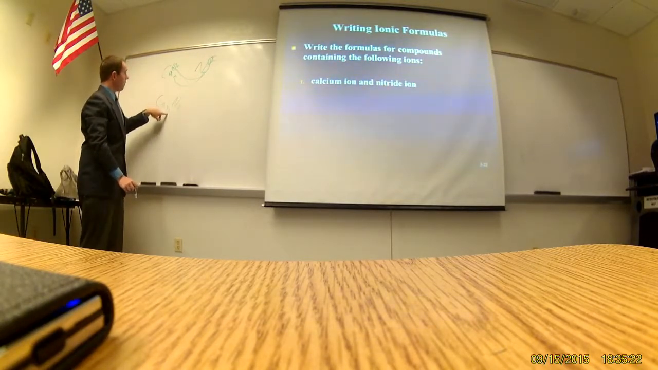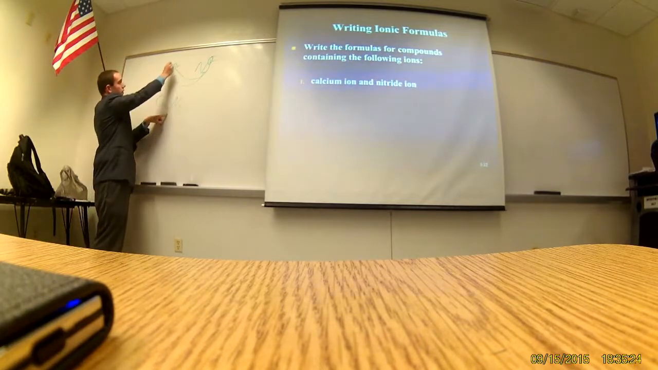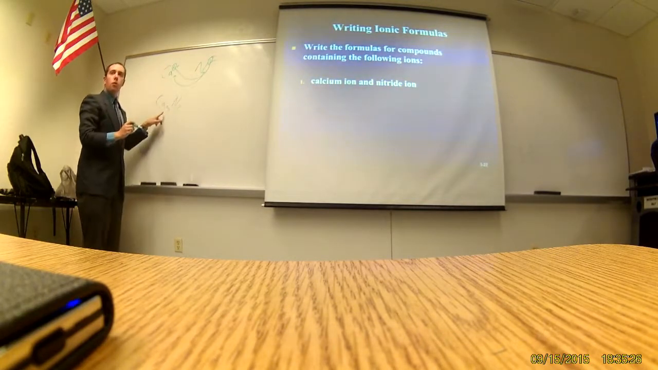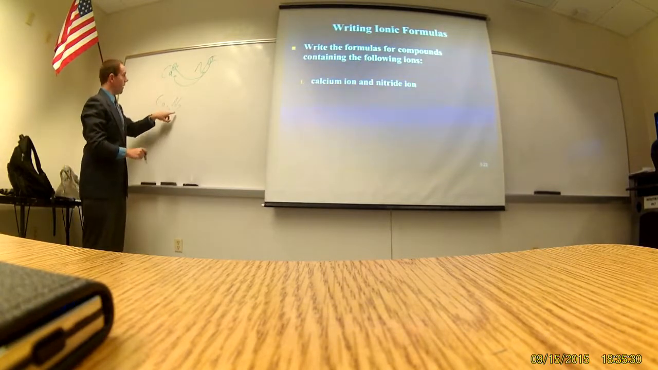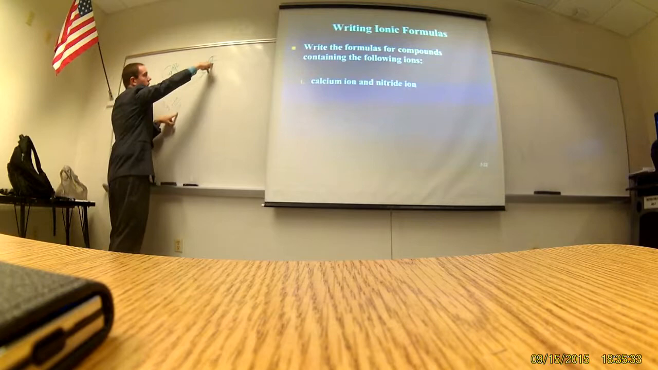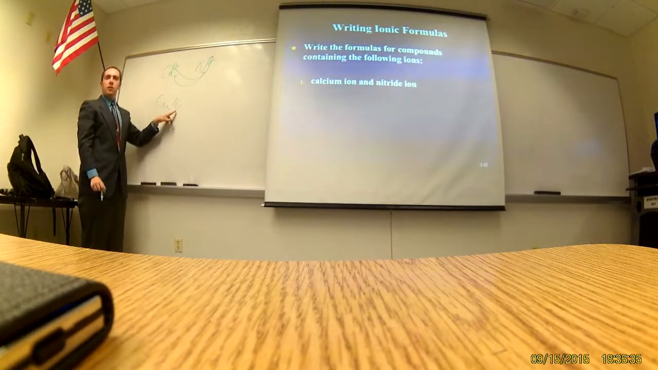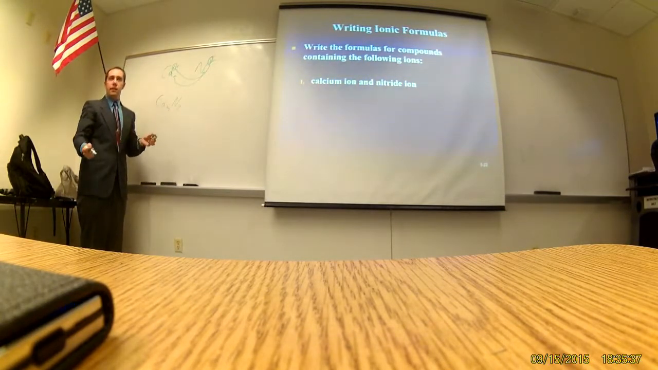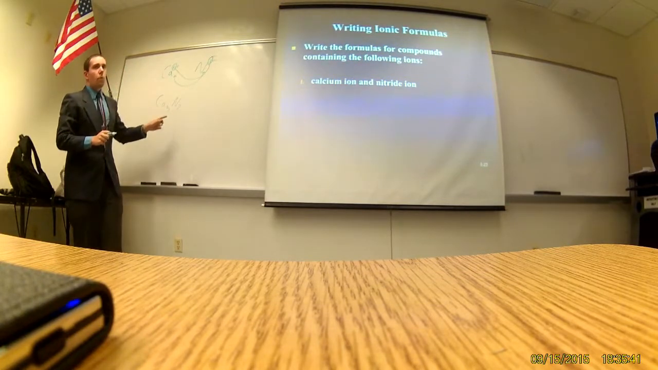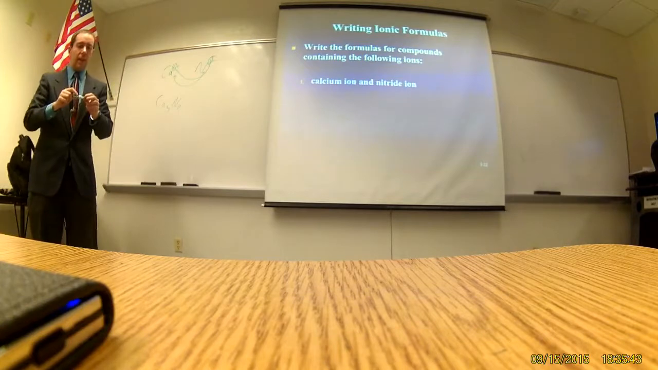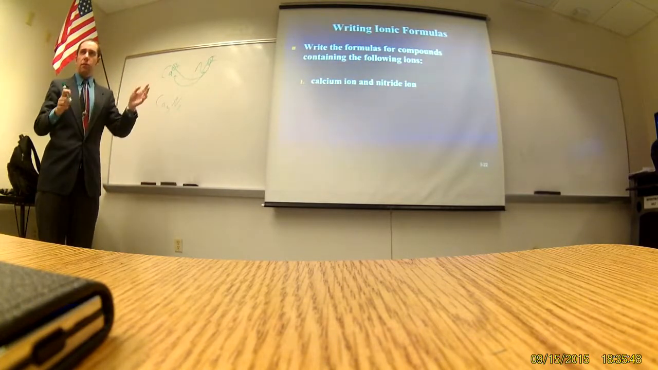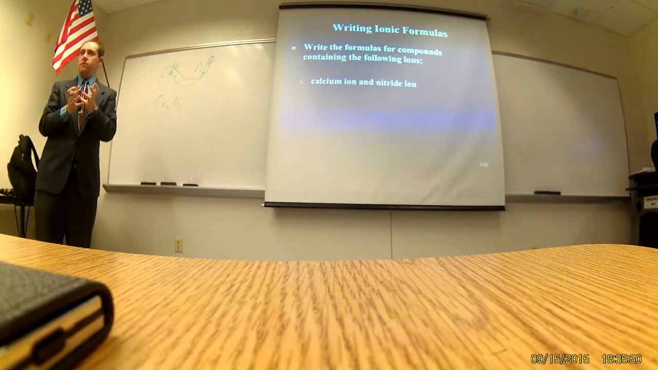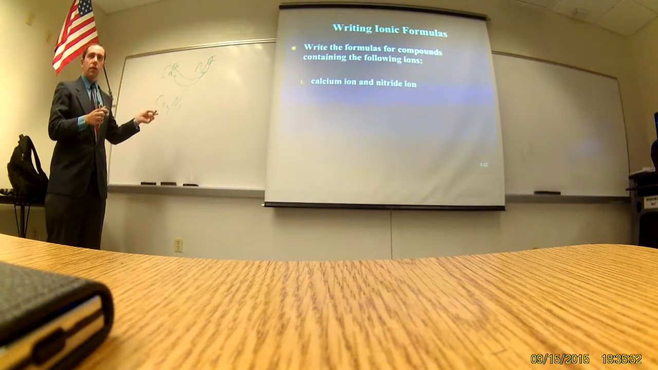So we have 3 of these. There was a 2 plus charge in each of them. What is my total positive charge? Positive 6. I have 2 of these. Each one was -3. What's my total negative charge? -6. They cancel out. When you do this, what you have to be careful of is if you get numbers that are reducible, like you would reduce a fraction, you cannot do this.